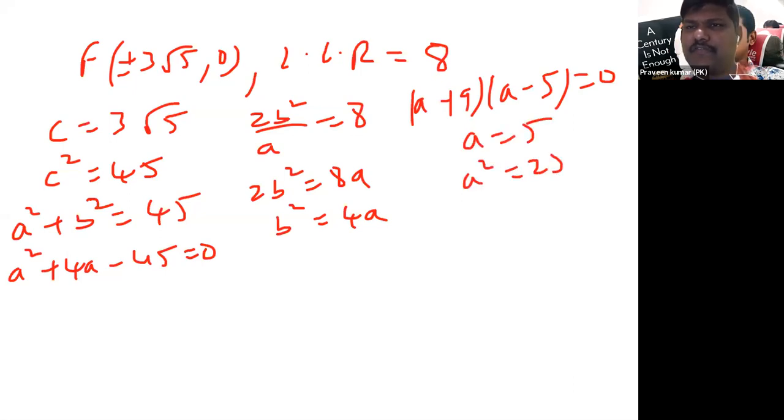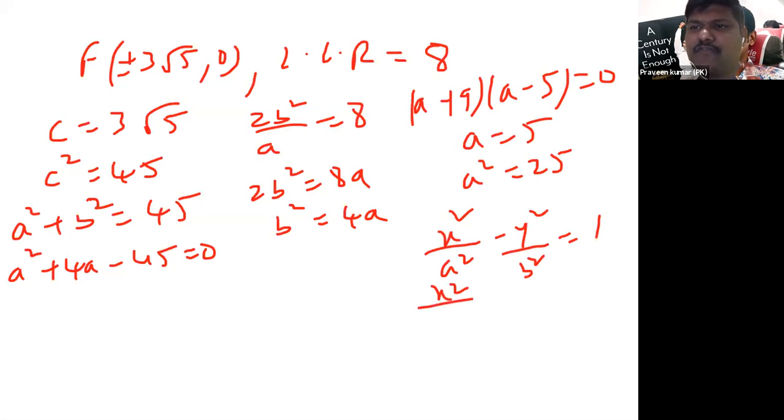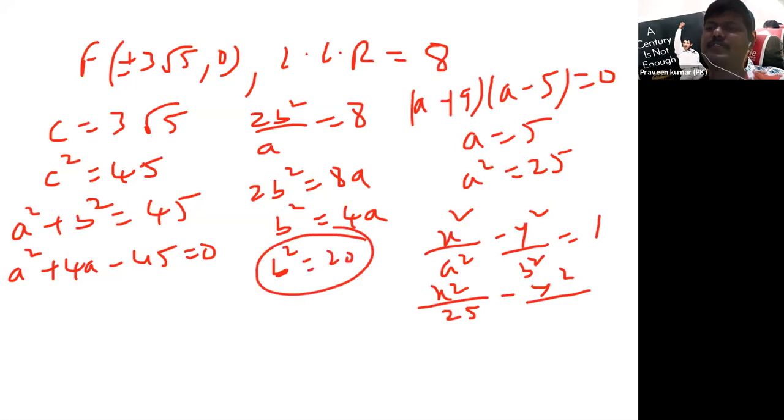A square is 25. X square by a square minus y square by b square equal to 1. What is a square? 25. What is b square? B square is 4a, no? We got a as 5. So b square is 4 5s are 20. 20 is equal to 1. Correct?